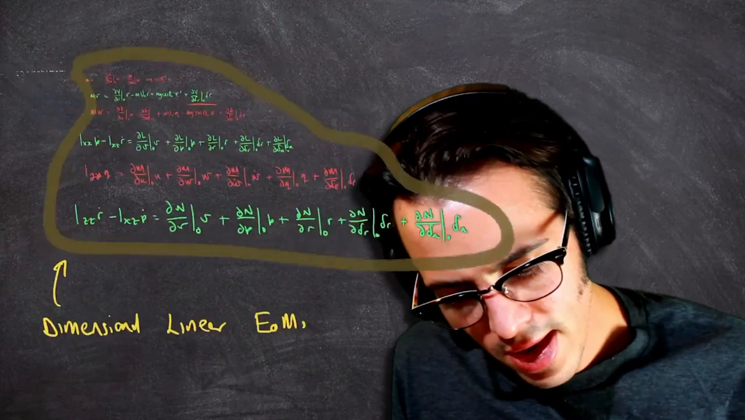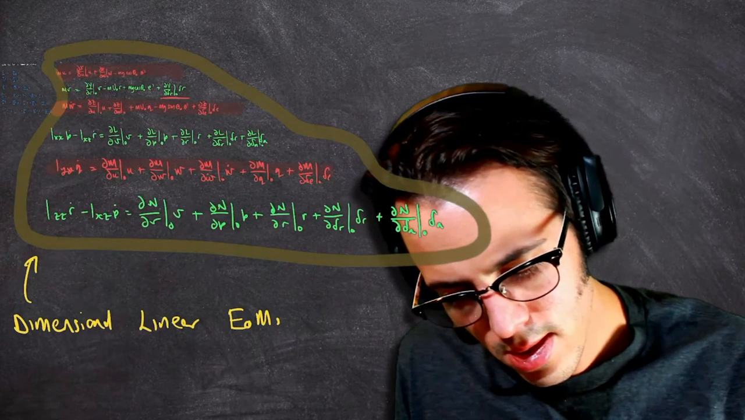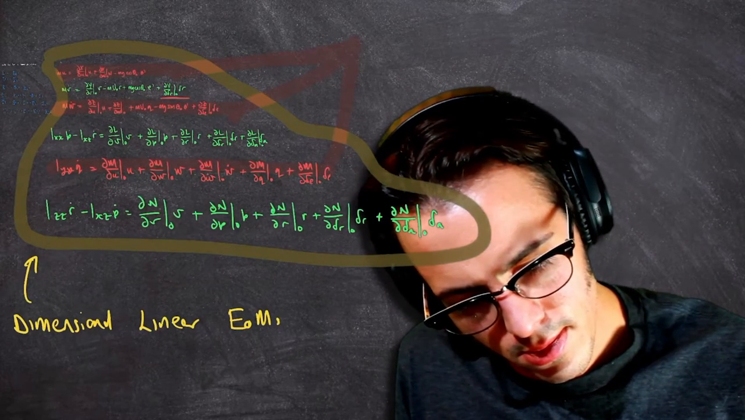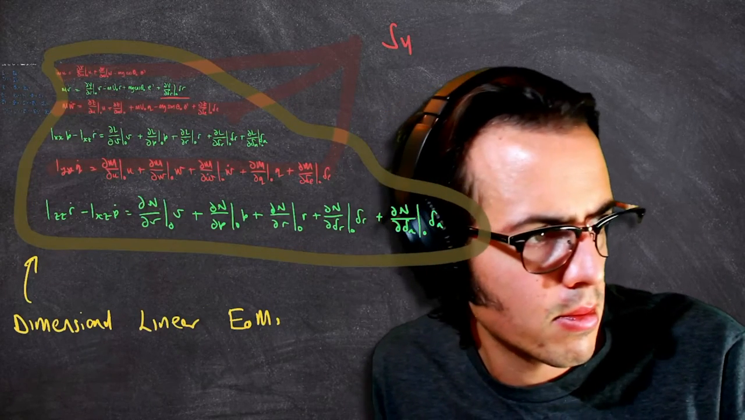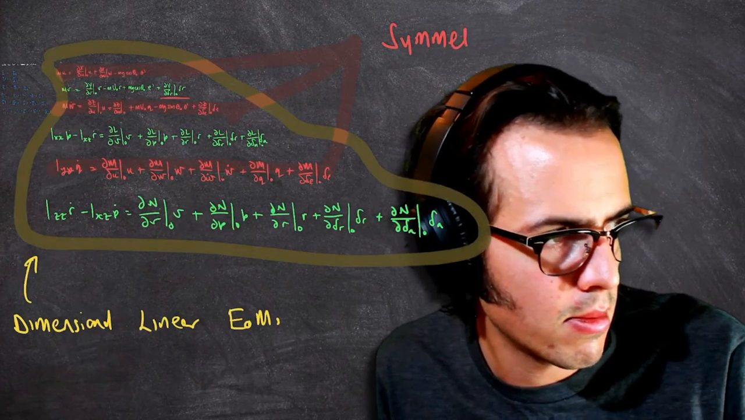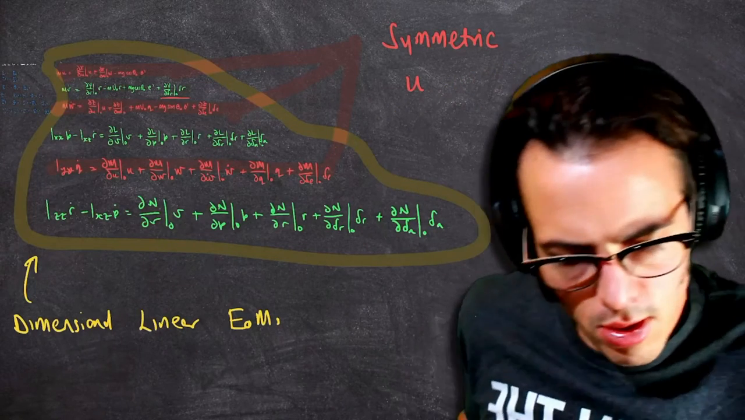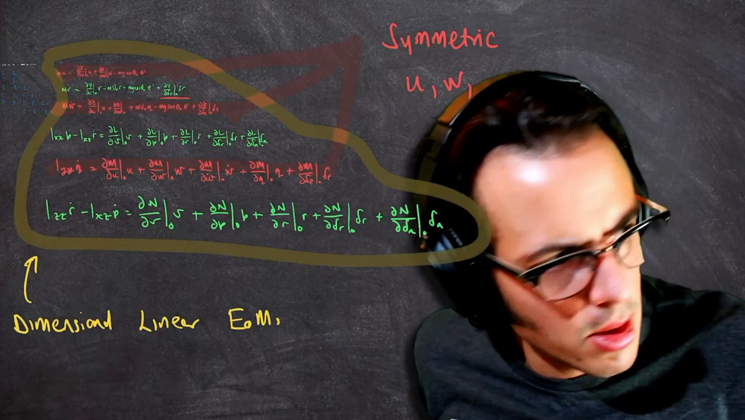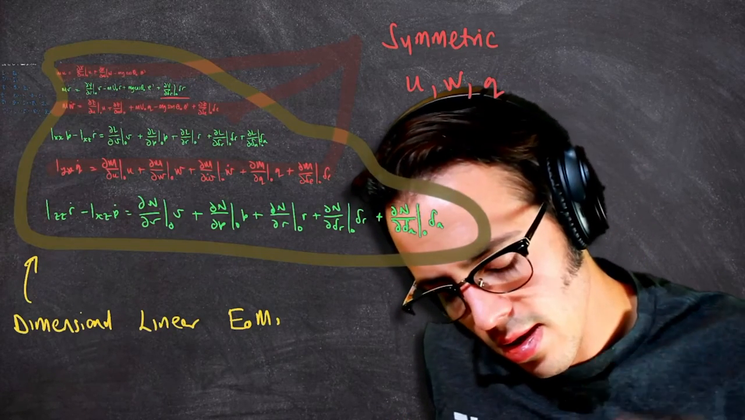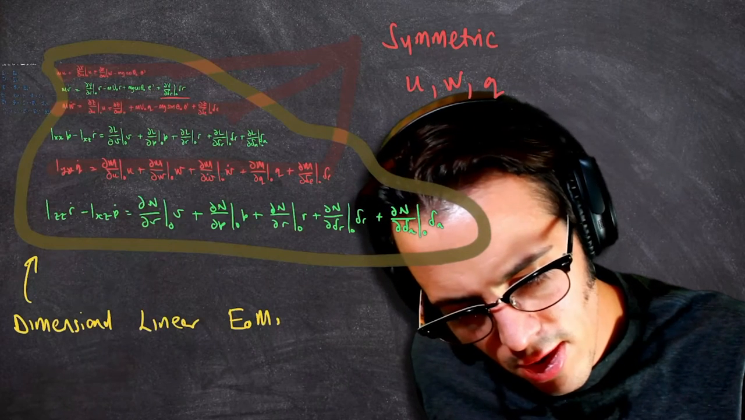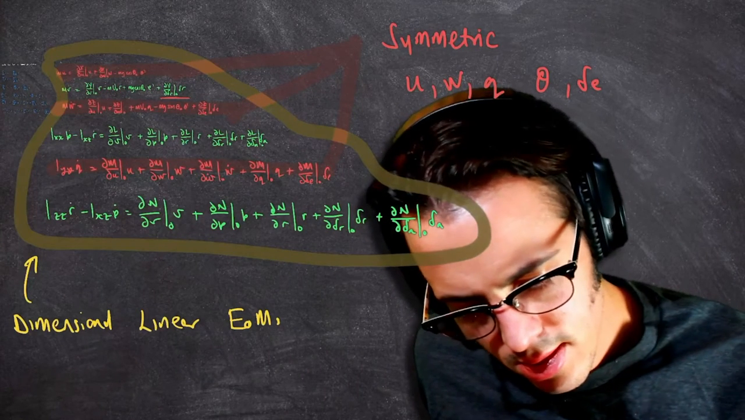And like I say, I've separated them down into symmetric and asymmetric. So these ones here are the symmetric. What we mean by symmetric is that we've got u, w, q. Those are the forward speed, the vertical velocity and the pitch perturbations, and they are going to be a function of theta and delta E. And then we've got the asymmetric.